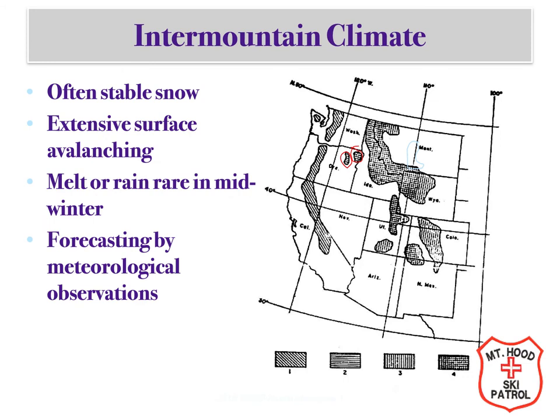The intermountain zone is significantly impacted by weather patterns from the Pacific Ocean, but its temperature tends to be colder. This results in snowpack with lower water content, but still characterized by surface avalanching after storms. Because of the lower temperatures, rain is rare in midwinter, and therefore rain loading is not as much of a factor. Like the maritime zone, forecasting is done primarily through weather observations.